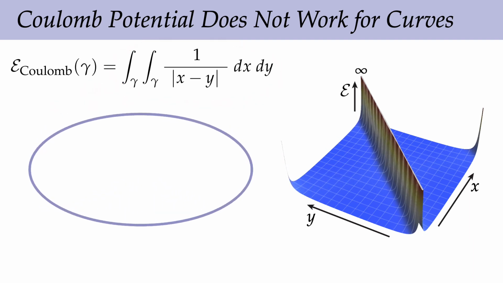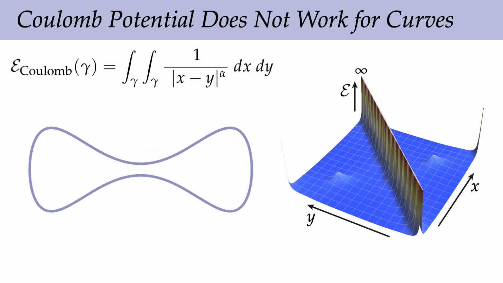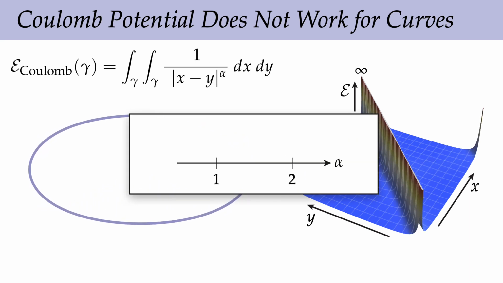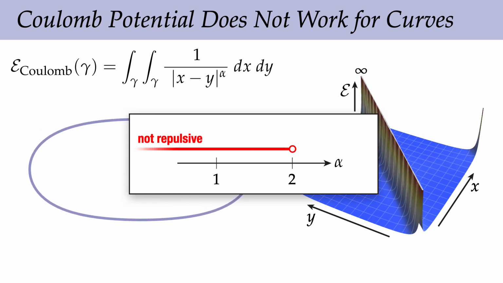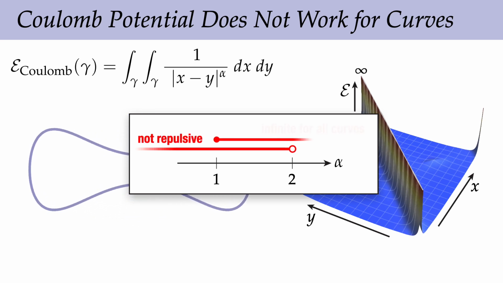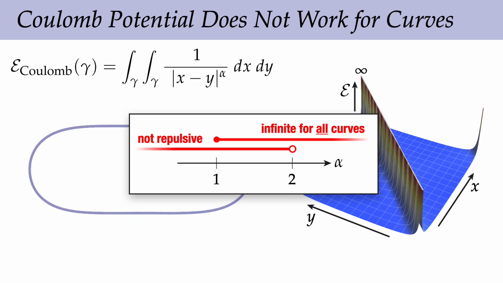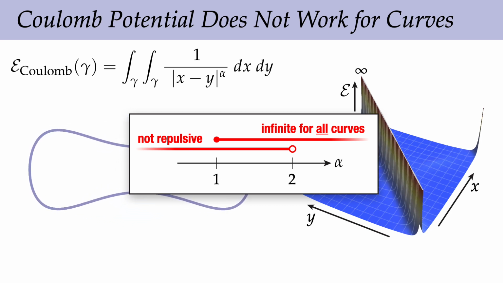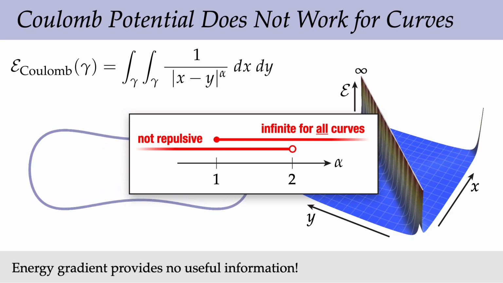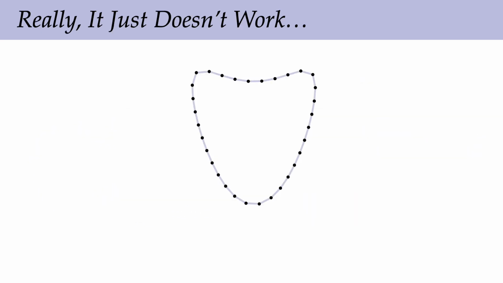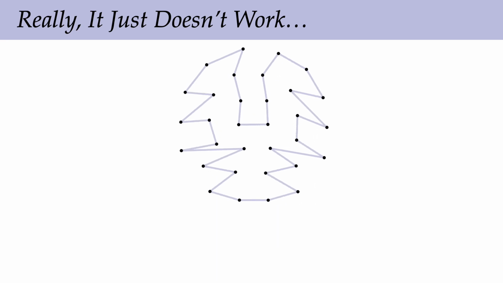Now, we can try to fix this by raising the integrand to some power alpha, but it turns out there's no useful value of alpha. If alpha is less than 2, the energy is not repulsive. If alpha is greater than 1, then it's infinite for all curves, including ones that don't intersect, which means the energy gradient in this case doesn't give us any useful information about how to push the curve apart. That being said, nothing stops you from plugging this energy in and trying it out anyway. But more often than not, you're going to get results that you may not like.